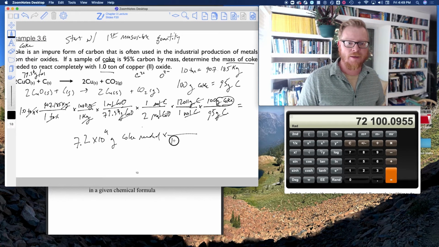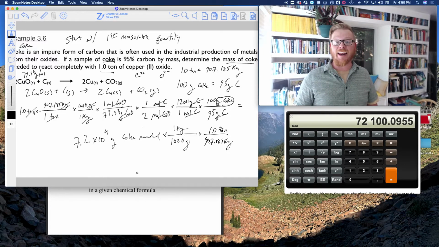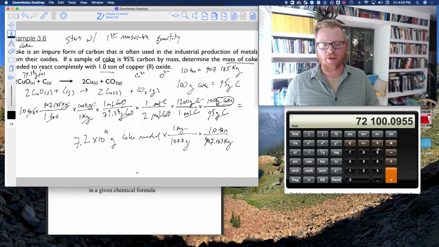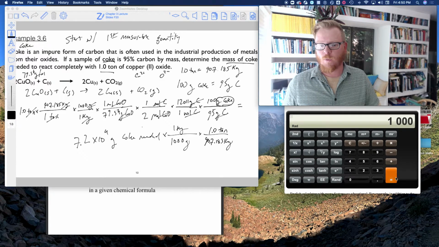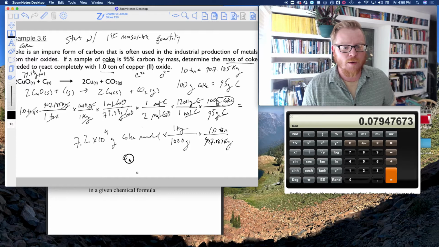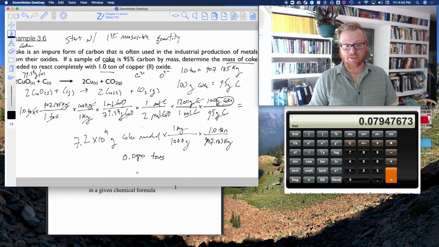Well, now I know I can say in 1,000 grams, there's 1 kilogram. And in 907.185 kilograms, there's 1 ton. And again, I know that this is redundant from what I did before, but I like to do this redundant way of calculating so I can keep track of what I'm doing. Okay? So then I could say divide by 1,000, and then divide by 907.185. And I get 0.080 tons.